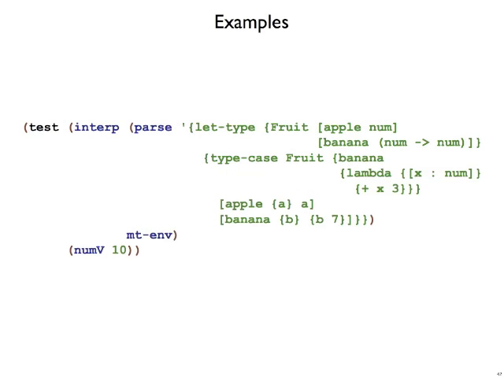If instead of an apple I create a banana with the function that adds 3 to its argument, now we'll get a variant v tagged banana. So we'll go to this case, we'll pull that function out, bind it to b, and when we call the function with 7, a 7 will go in, and that's how we get a 10 out.